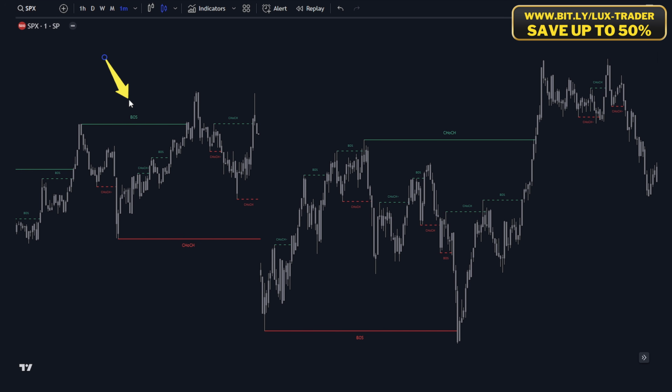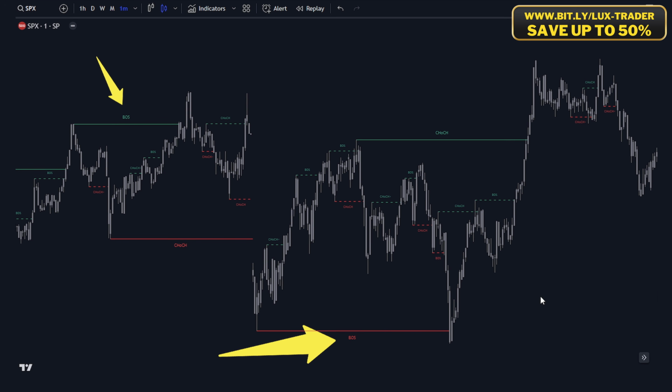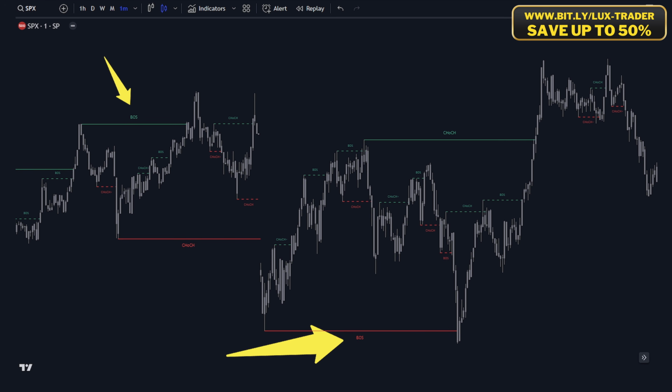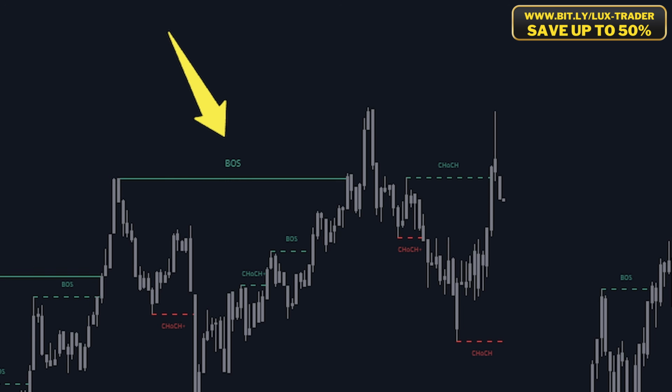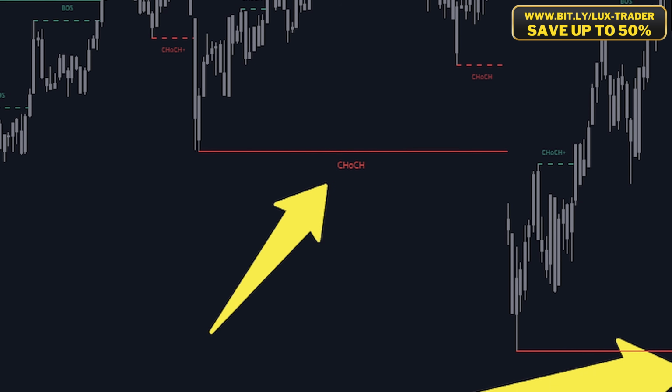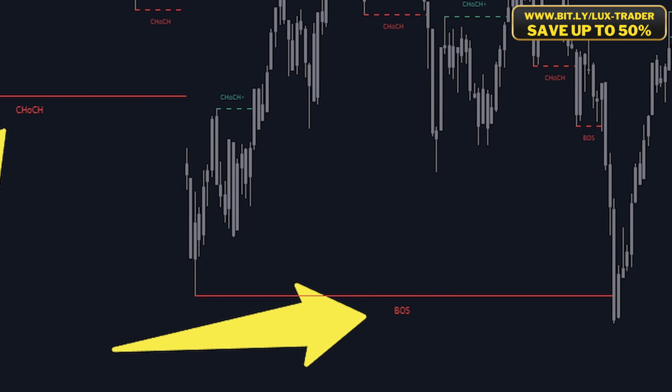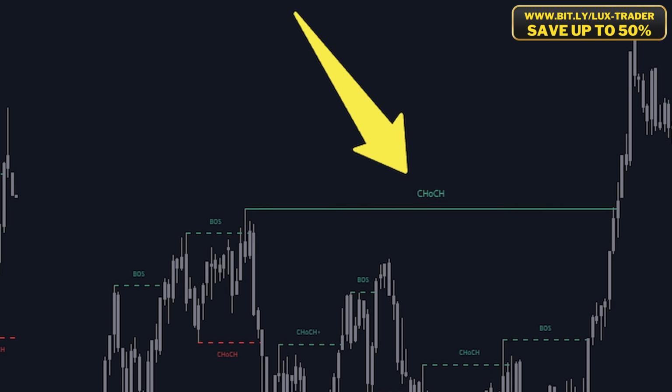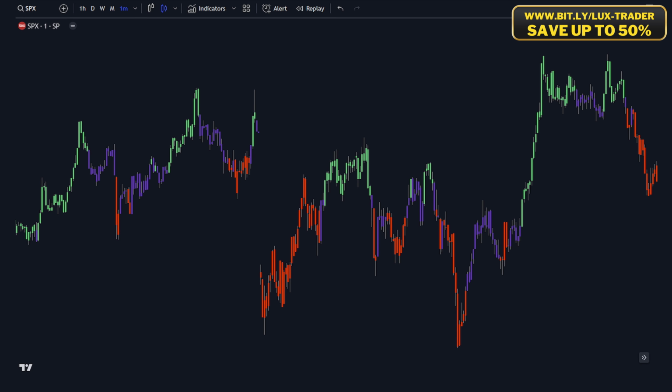One important label is the break of structure, which appears as BOS on our chart. This occurs when the price moves beyond a previous high or low, indicating a continuation of the trend. Another key label is the change of character, which appears as CHoCH, which signals a potential trend reversal when the price breaks through a previous structure point in the opposite direction. Now, the market structure label is our first entry confirmation, but we need additional confirmations to ensure a strong trade setup. We'll start by looking at the candle coloring for confirmation.